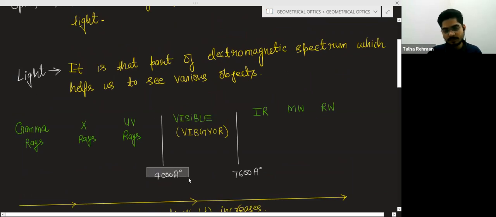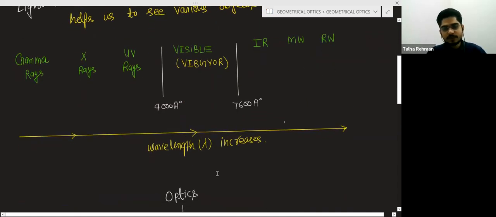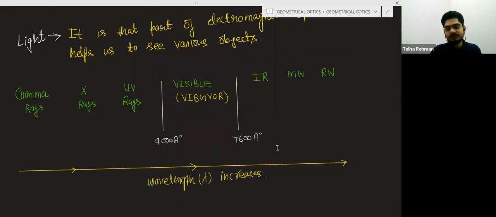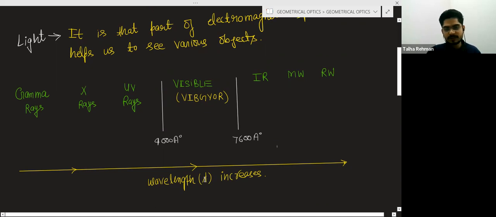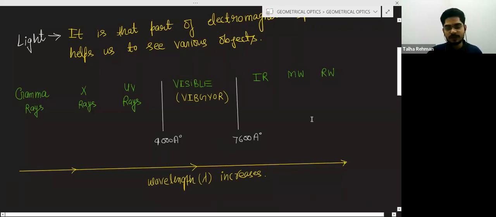The wavelength of this visible region is approximately 4000 angstrom to 7600 angstrom. And in the last class I told you that when you move from gamma rays to radio waves, the wavelength is increasing. For this wavelength range we can see objects. Wavelength is represented by lambda, so from gamma rays to radio waves, lambda is increasing.